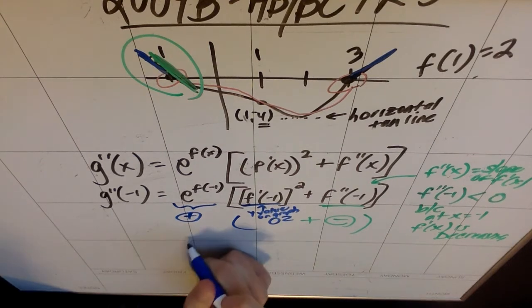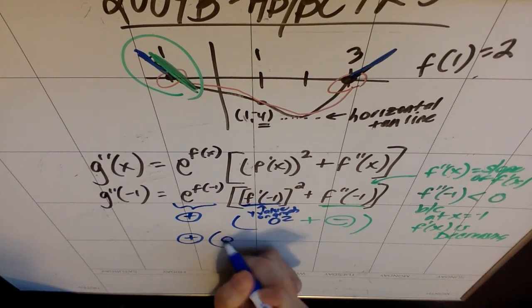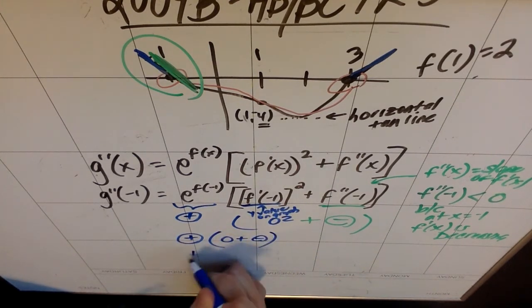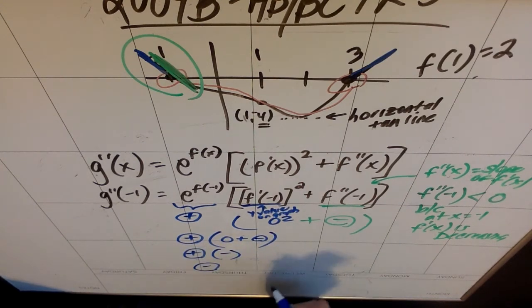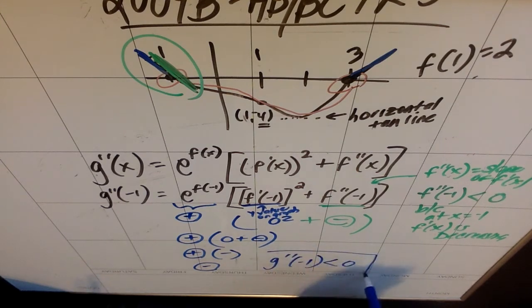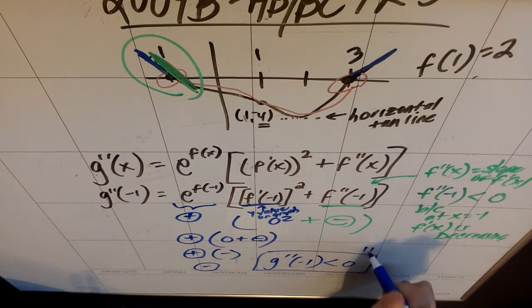I don't know what number, but I know he's negative. So I get a positive number times 0 plus a negative number. That's a positive number times a negative number. That comes out negative. So the answer is g double prime of -1 is less than 0. The answer is it's negative.